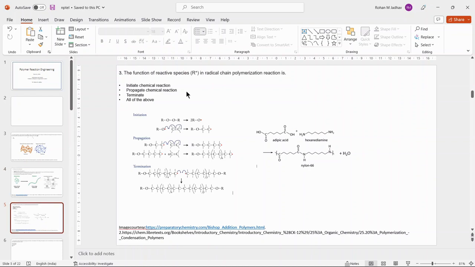Now, you might have seen in your videos that reactive species R star are shown in radical chain polymerization reactions. Here is an example of how this radical reactive species looks: ROOR. You can see two RO stars, which initiate the chemical reaction and propagate it, and the termination also occurs in a single step.